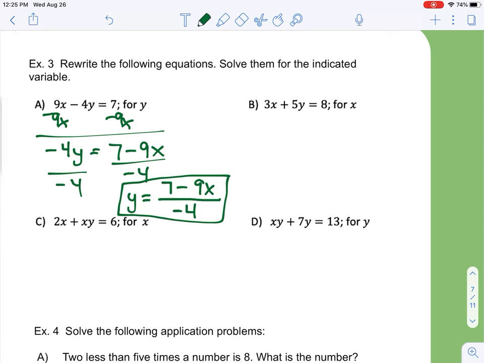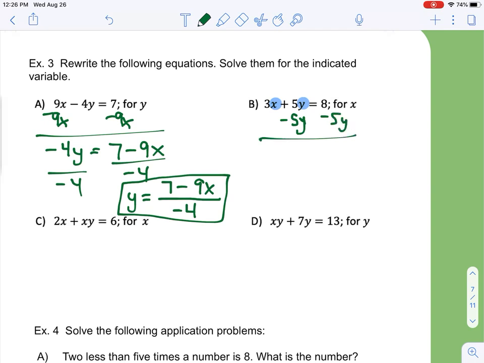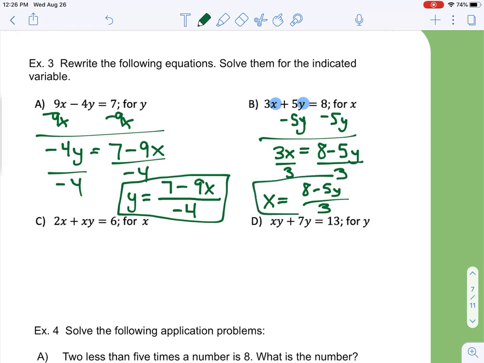Okay? Similar here, except this time we are solving for x instead of y. So we will subtract 5y on both sides. We have 3x equals 8 minus 5y. Divide by 3. And we have x equals 8 minus 5y divided by 3.